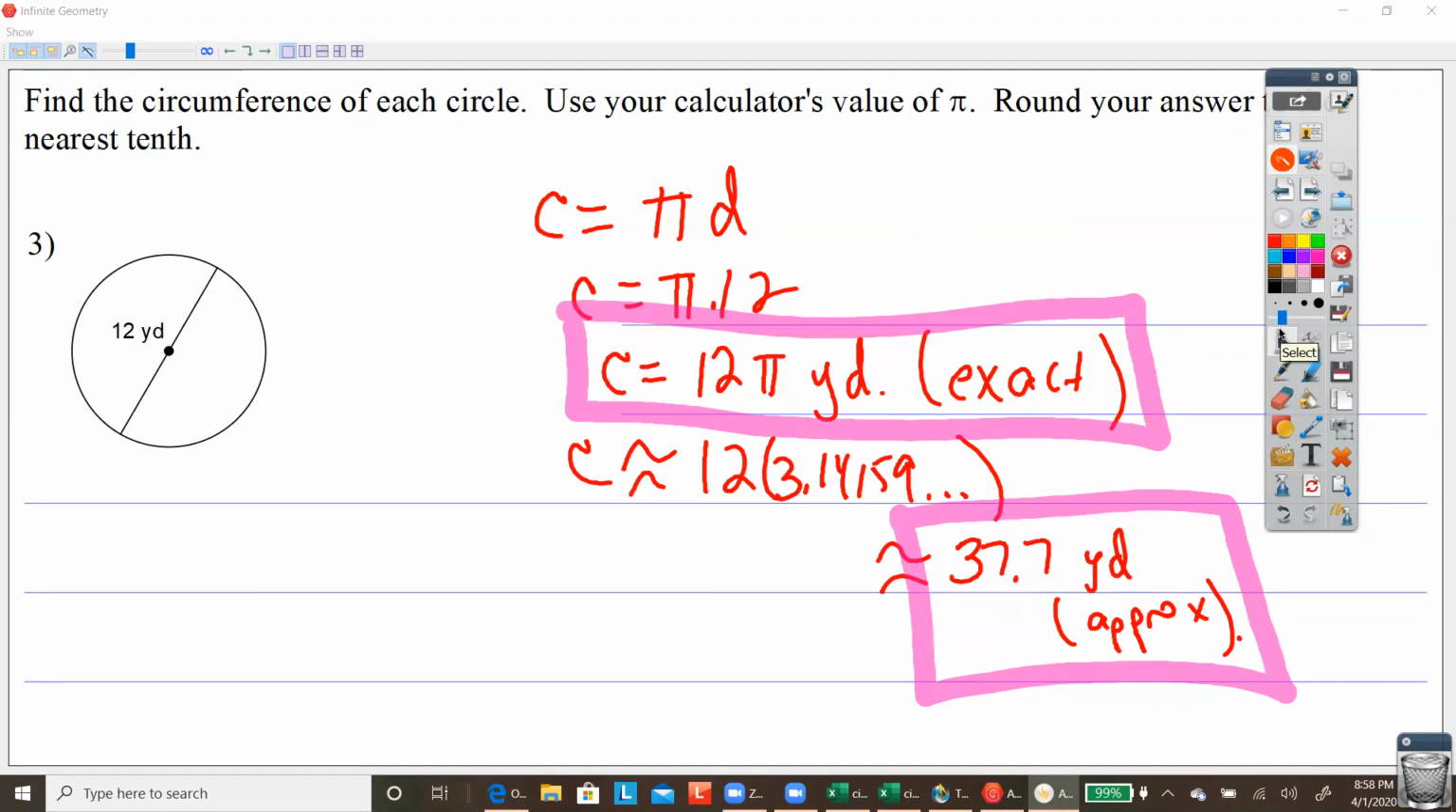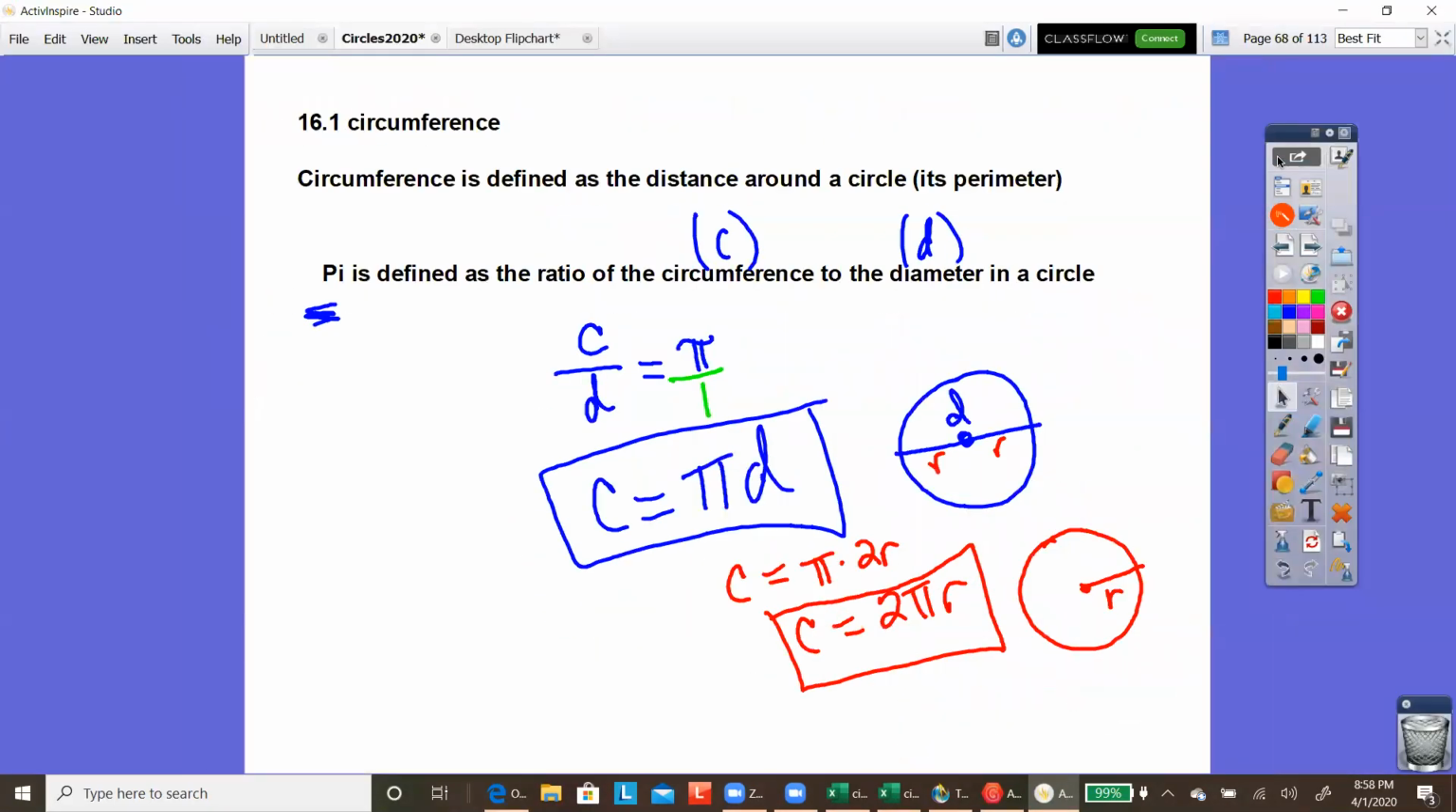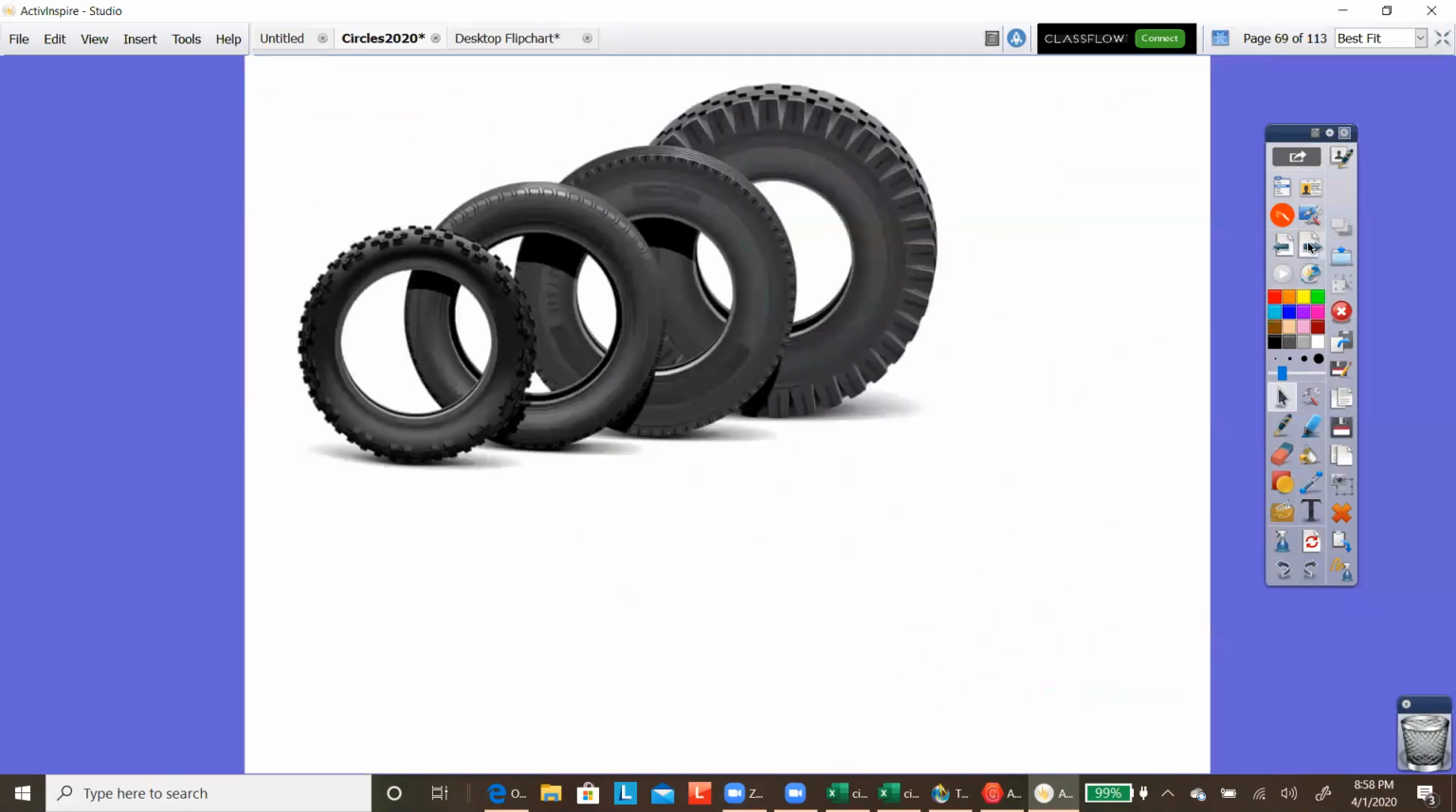Now I'm going to give you some examples in the real world, like you're going to see in your homework. One real world application of this is in wheel sizes. Notice that here you have different wheels and they have different diameters. The diameter of this one is a lot smaller than the diameter of this one. The distance that you travel in one revolution of a wheel, of a tire, depends on how big it is.